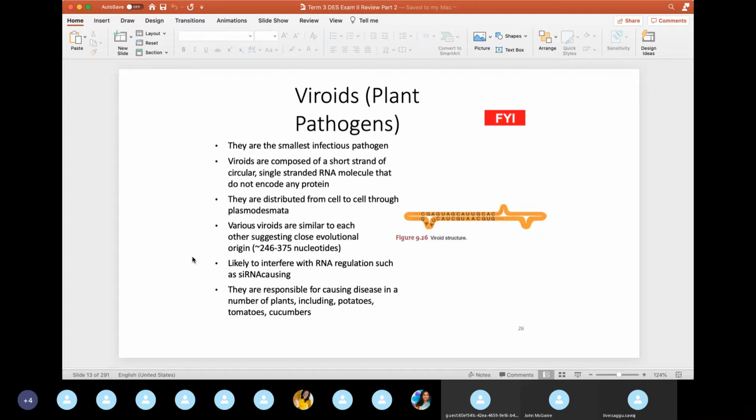Plasmodesmata. Don't forget that. Viroids, smallest infectious pathogen. And how are they going to be distributed from cell to cell? Plasmodesmata, right? How are we going to regulate your viroids? siRNA. But mainly this is for botany, okay?